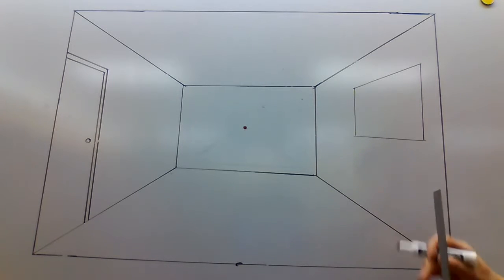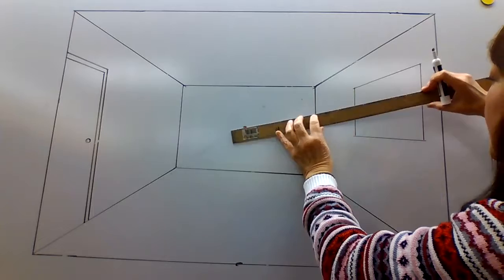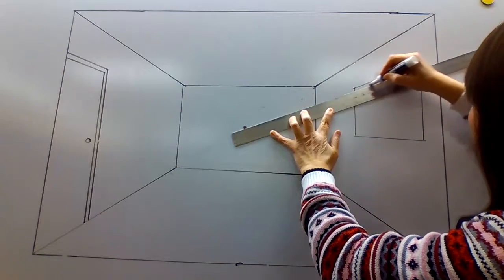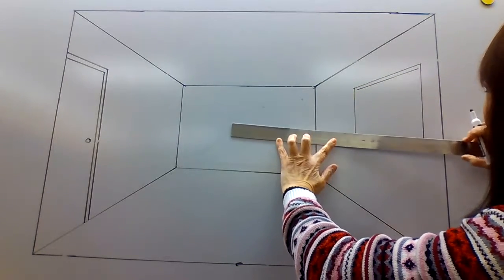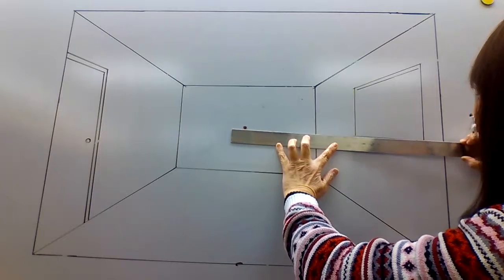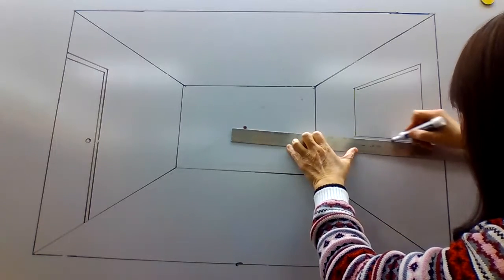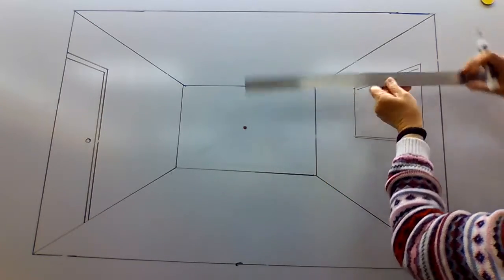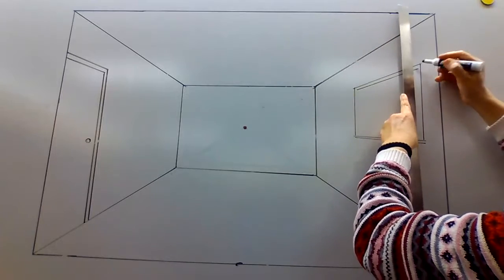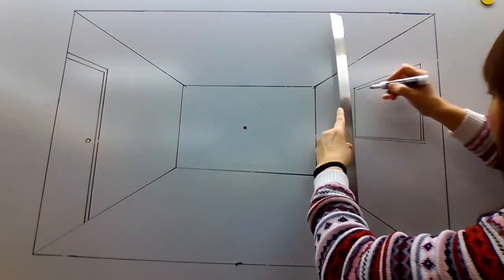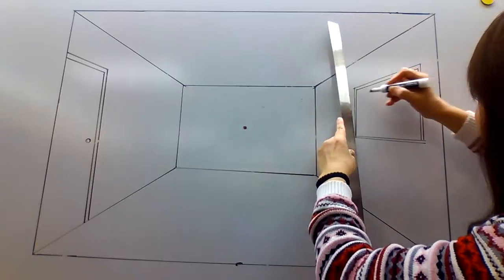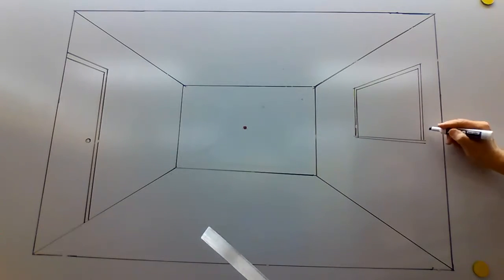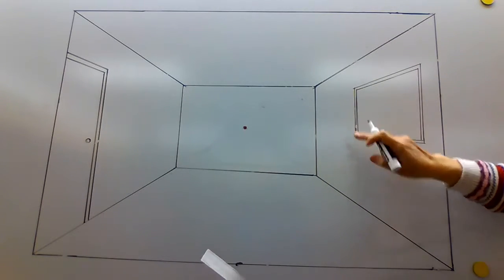But if you want to go into more details, just like what you did with the door, you repeat the same process and make it double. Don't forget to use the vanishing point to make it double. You can't just make it double by guessing. You have to use the vanishing point. The vertical lines are okay without the vanishing point. And so there is your window frame.